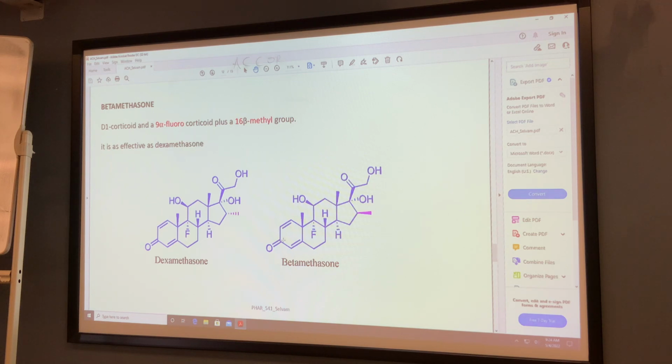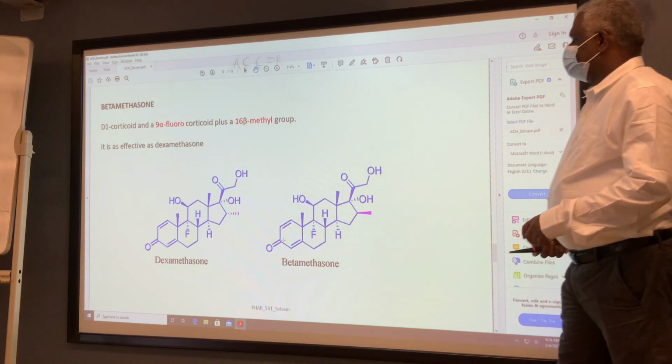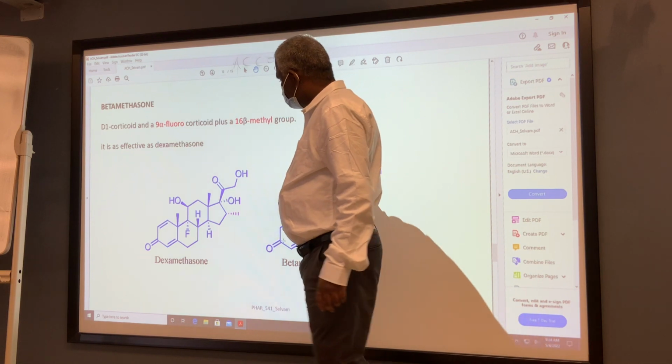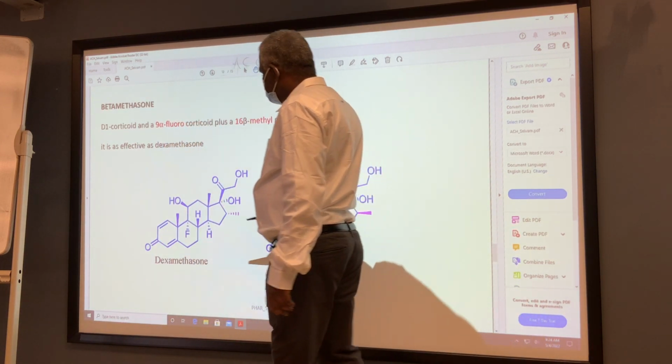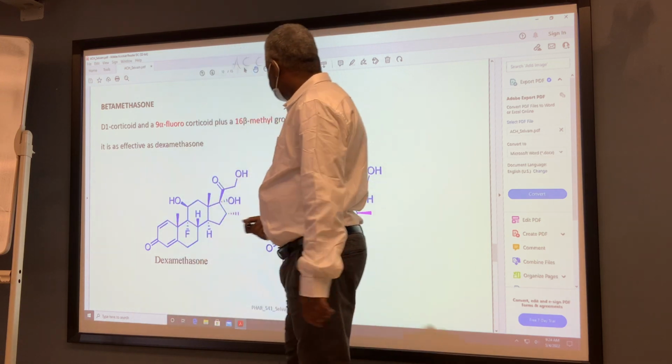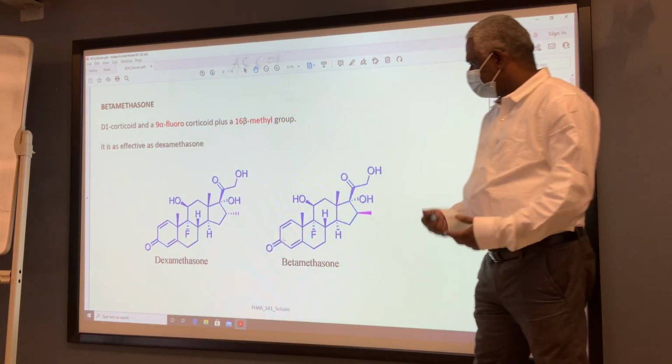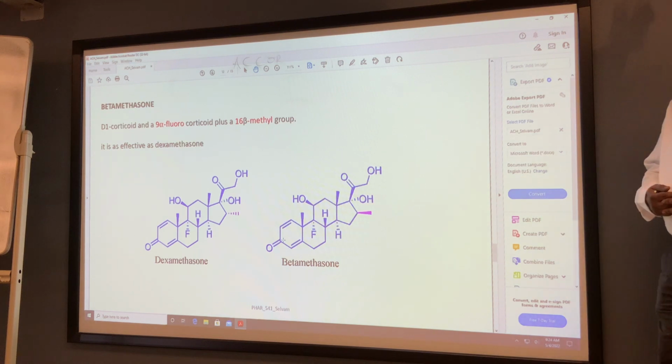Again, both are delta-1 corticoids. Whenever you have a double bond, it is a delta-1 corticoid. These two double bonds adopt a platinum board conformation for ring A. So betamethasone has the platinum board conformation, and dexamethasone also has the platinum board conformation.